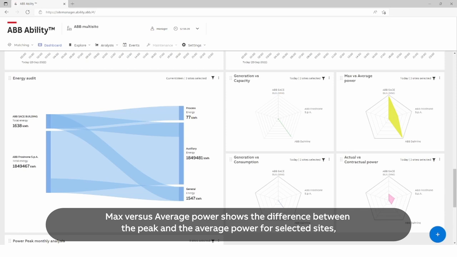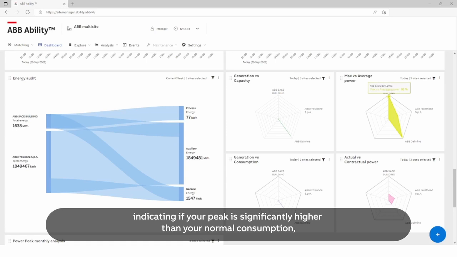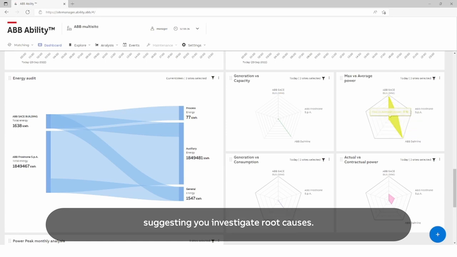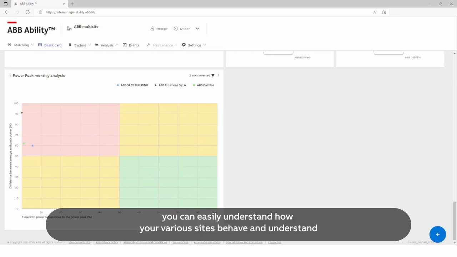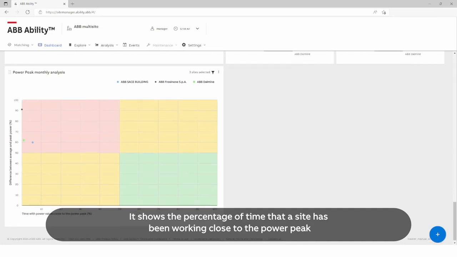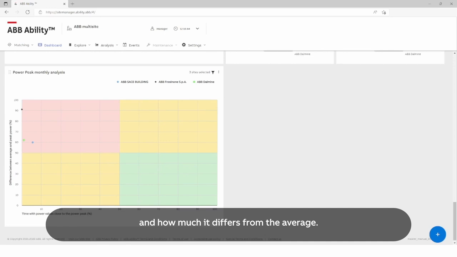Max versus average power shows the difference between the peak and the average power for selected sites, indicating if your peak is significantly higher than your normal consumption, suggesting you investigate root causes. And finally, with the Power Peak Monthly Analysis widget, you can easily understand how your various sites behave and understand if your plant is correctly managed specifically for power and site generation. It shows the percentage of time that a site has been working close to the power peak and how much it differs from the average.